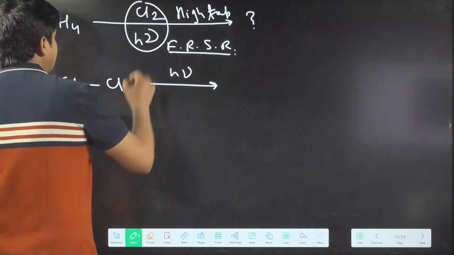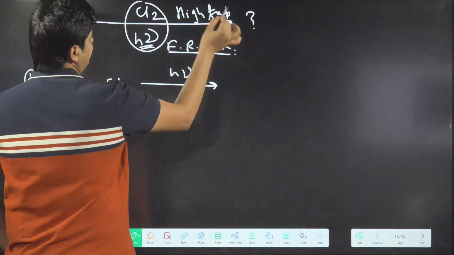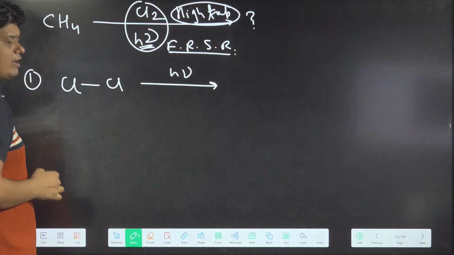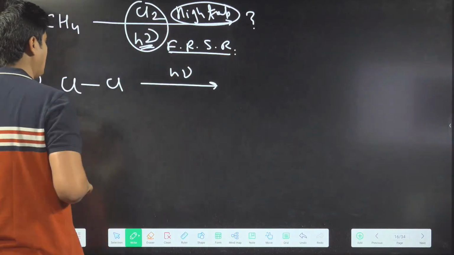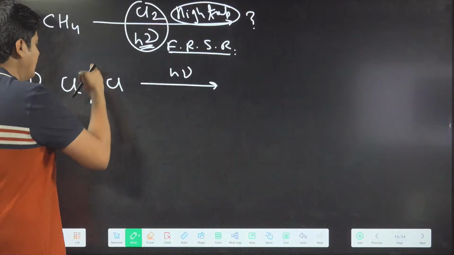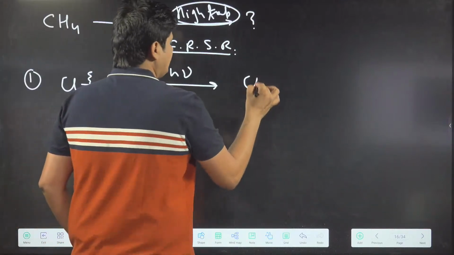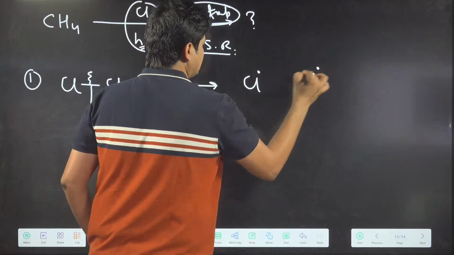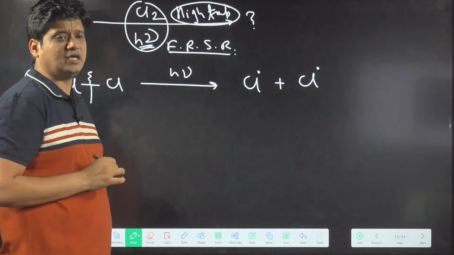So what will happen? They can give you light or they can give you high temperature. Due to light, or due to this photon, this Cl2 is going to break homolytically. If homolytic bond fission is there, what will happen? Cl radicals are generated.